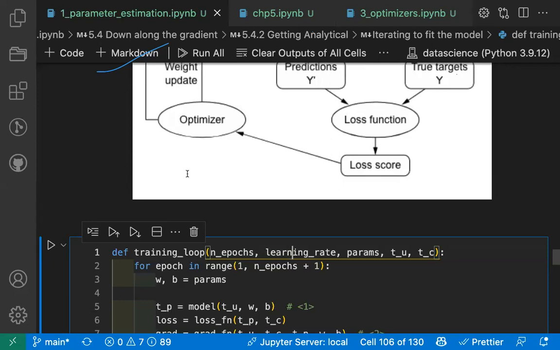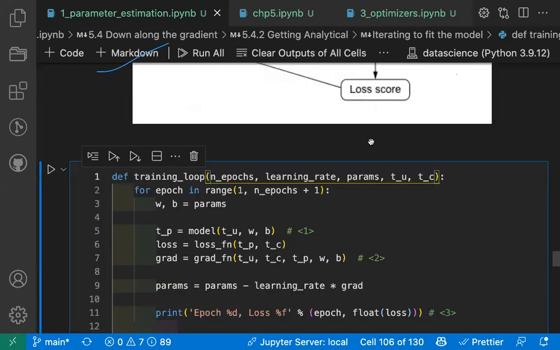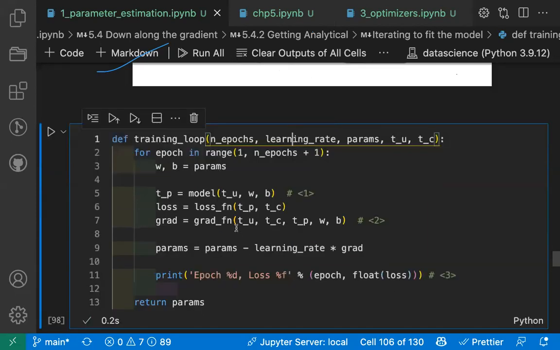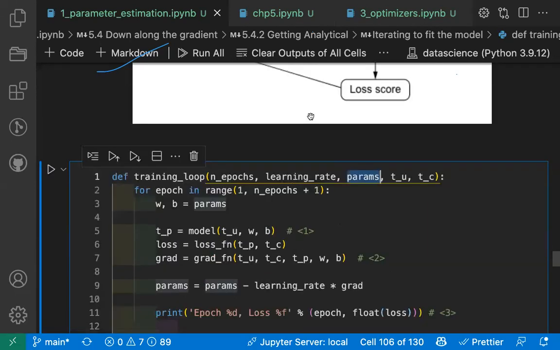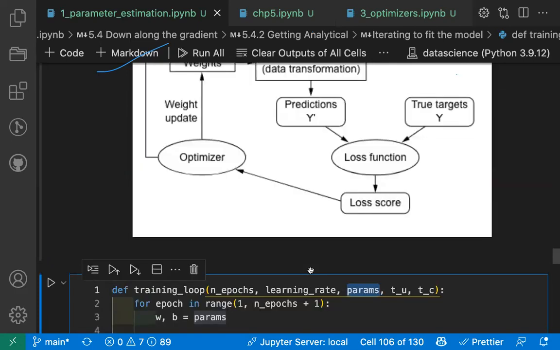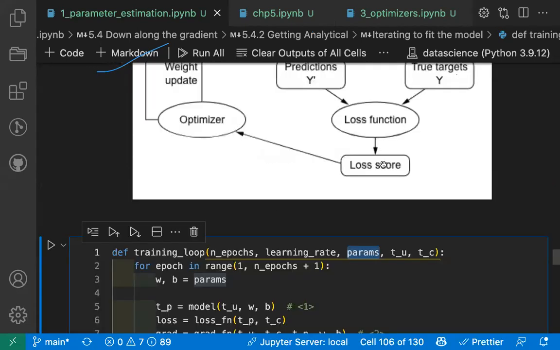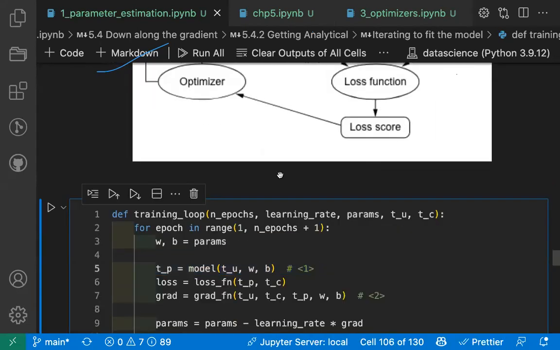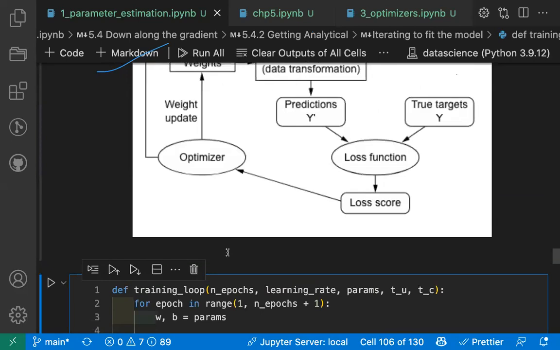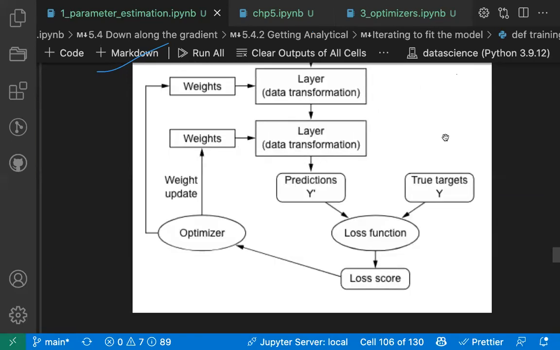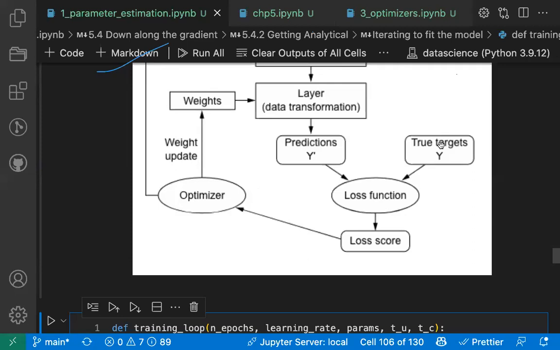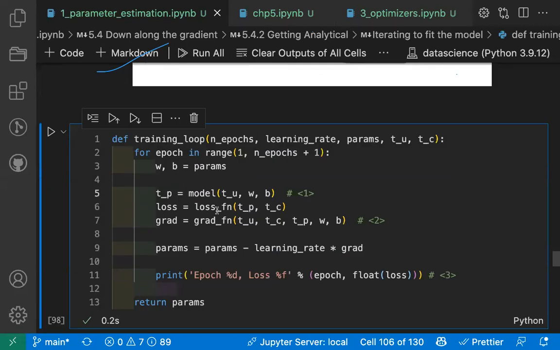We have our parameters, that is params, meaning W and B. And now we calculate the model. So here is the model. Given the input, the model calculates the prediction. TP is the prediction. Now, since we have the prediction, we compare it with the true target and find the difference using the loss function. So this is calling the loss. Can you see that loss function? Given the prediction and the true value, we find the loss.